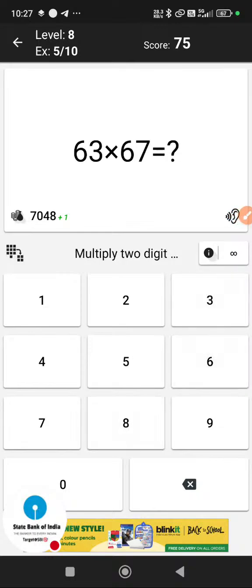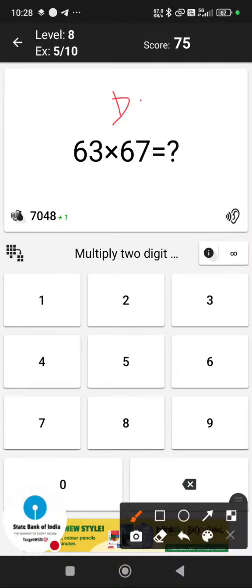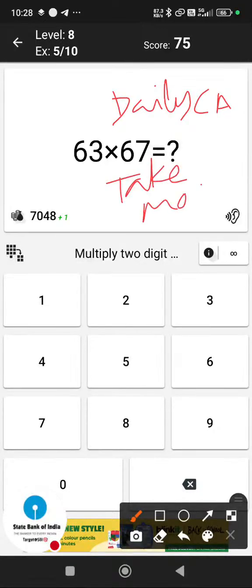If you want the strategy, what I do is daily we practice questions like this of quant and reasoning, and after practicing these sessions, I read daily current affairs, and I take some mock tests also. So these are the tasks I do repeatedly every day. This is the only strategy that I follow, nothing else.